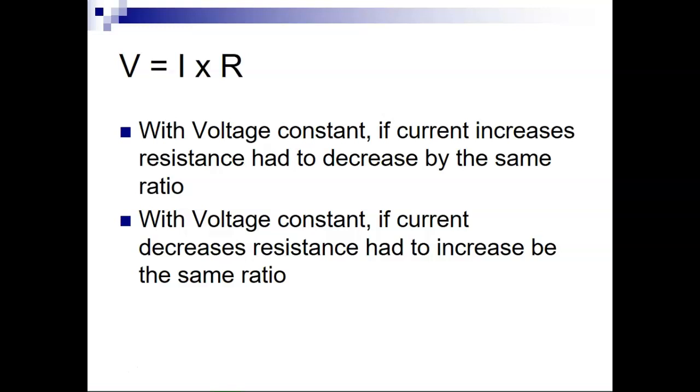So with voltage constant, when current increases, resistance decreases by the same ratio. So what that means is, let me draw it. Here's my fulcrum on a seesaw, right? We're going to call this voltage. And then we have resistance on one side and current on the other. So if I put more pressure on current, what's going to happen to my resistance?